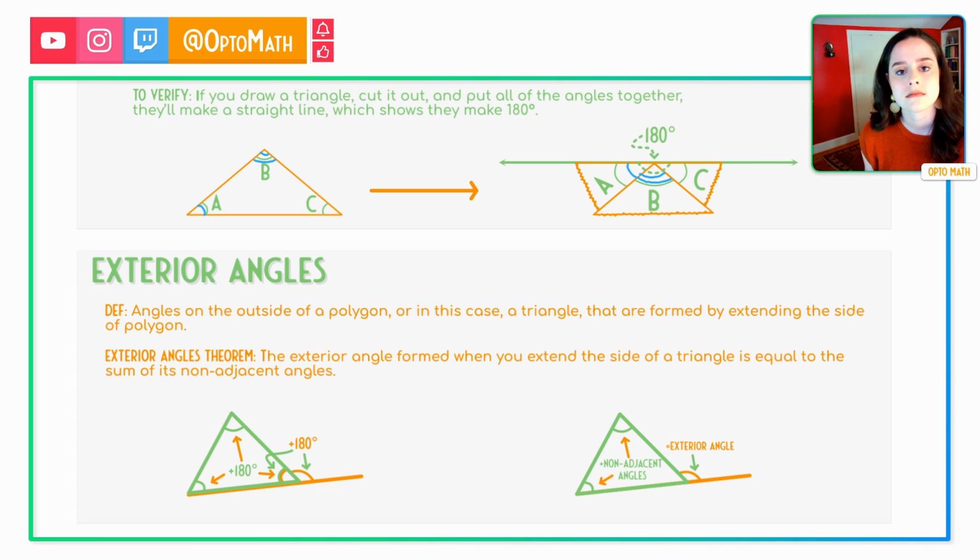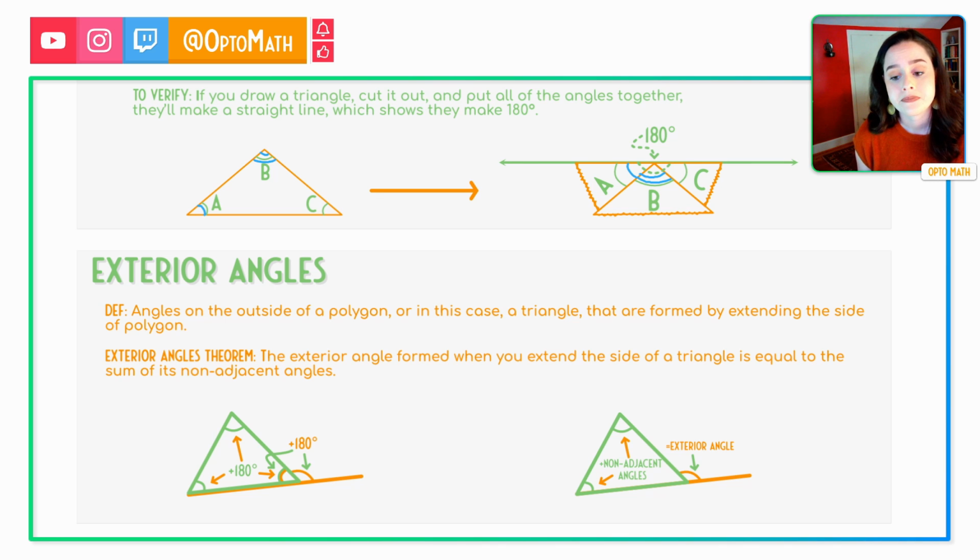Interior design. You're looking on the inside. So that might be a good way to remember the difference there. So definition, angles on the outside of a polygon, or in this case, a triangle, that are formed by extending. Think about extending your arm, or extending whatever, getting longer, right? But you're starting from where you already are and just making it longer from what it already is. Extending the side of a polygon. So we're gonna see that in our picture here.